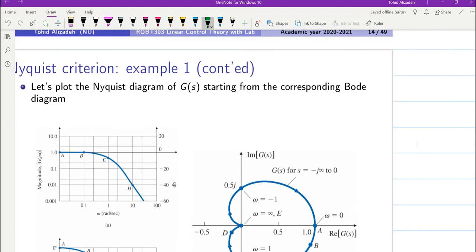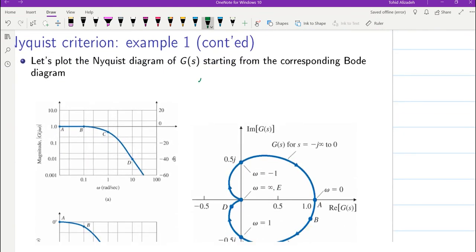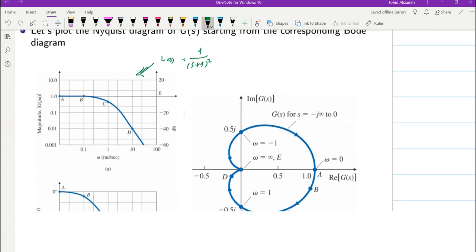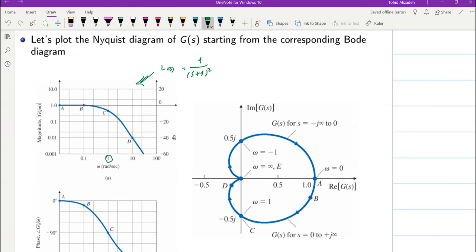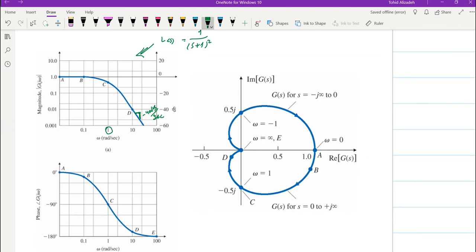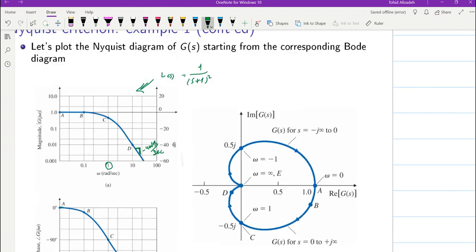We can have a look at the Bode plot for L(s) in terms of 1 over (s+1)². Here you can see the Bode plot. For low frequency, we have 0 dB or 1. Then we have a corner frequency at omega equal to 1, and the slope here will be equal to minus 40 decibel per decade. In terms of the phase, we start with a phase angle of 0. At omega equal to 1, we'll have minus 90 degrees. And at big values of omega, we will have minus 180 degrees.